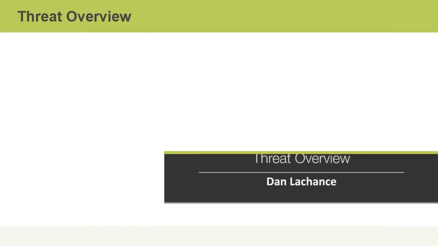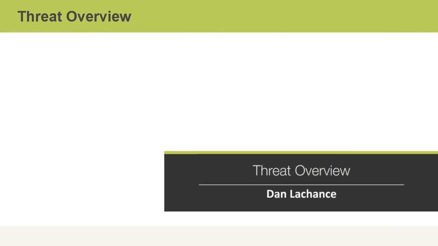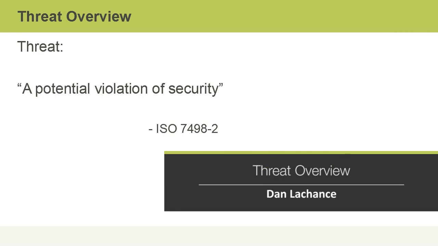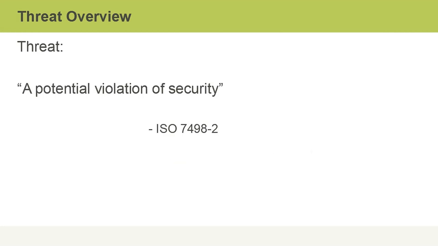In this video, I'll do a threat overview. According to ISO document 7498-2, a threat is defined as being a potential violation of security. And as cybersecurity analysts, it's our job to be able to identify assets and threats to them and to put in place security controls that can mitigate or completely remove that possibility of threat materialization.